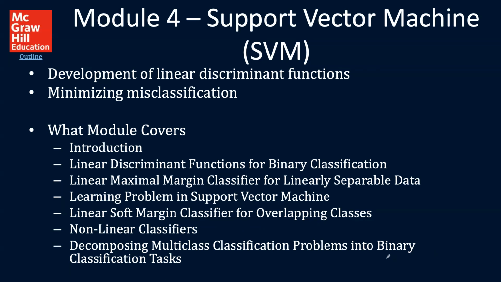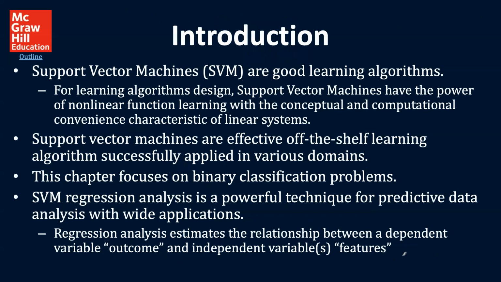And so this re-echoes what I mentioned earlier, that this focus on binary classification is a good place to focus if we have limited types of resources that we want to be using, at least initially. So support vector machines are, quote, good learning algorithms. And so what that means is for learning algorithm design, support vector machines have the power of nonlinear functional learning with the conceptual and computationally convenient characteristics of linear systems. So we're actually getting a little bit more without having to do a whole lot of work, relatively speaking. So that's a good thing.